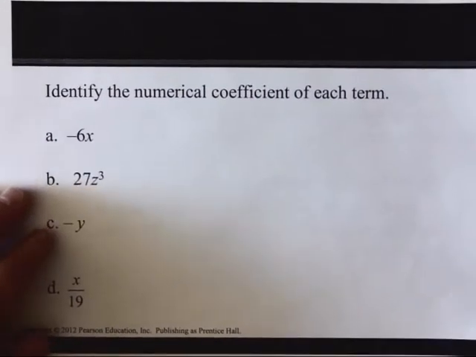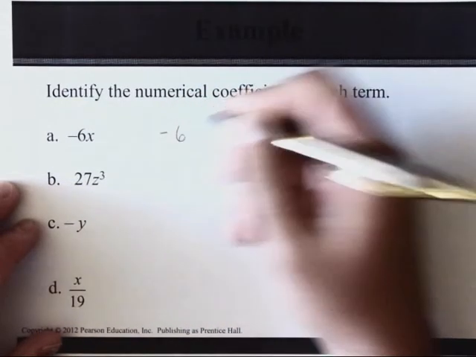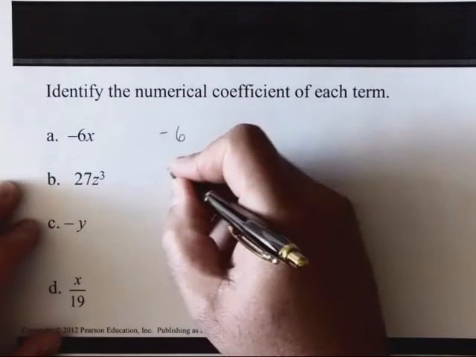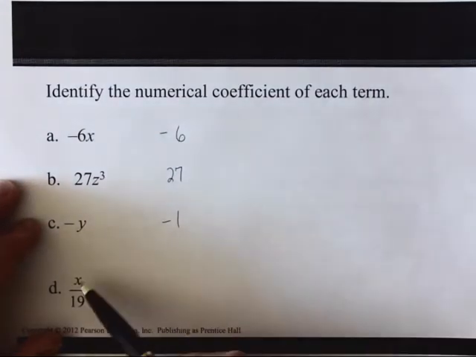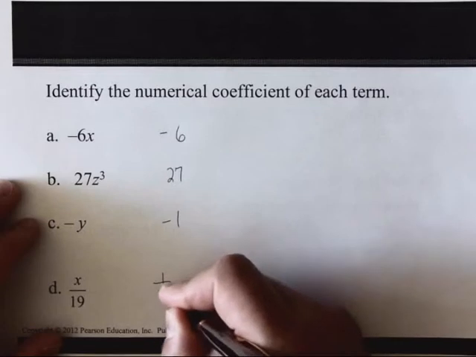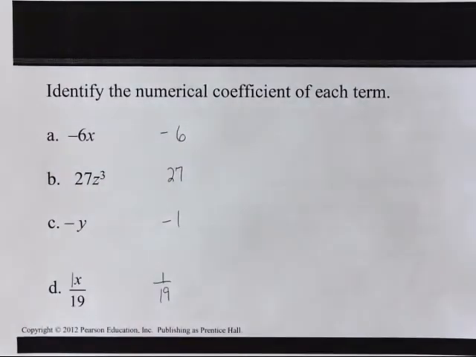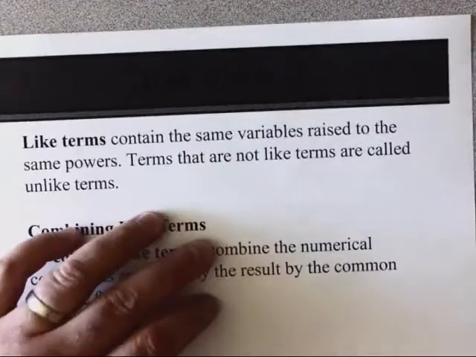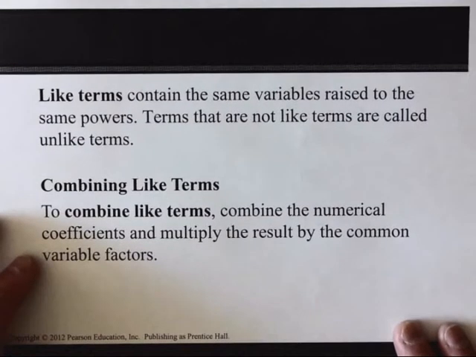Identify the numerical coefficient. So the numerical coefficient here is negative 6, 27, negative 1. And then for this one, that would actually be 1/19th, because there's a 1 that's right here, right? So we can actually have that as 1/19th times x. Okay, so it's important that we know how to define the coefficient, because we use that to combine like terms.